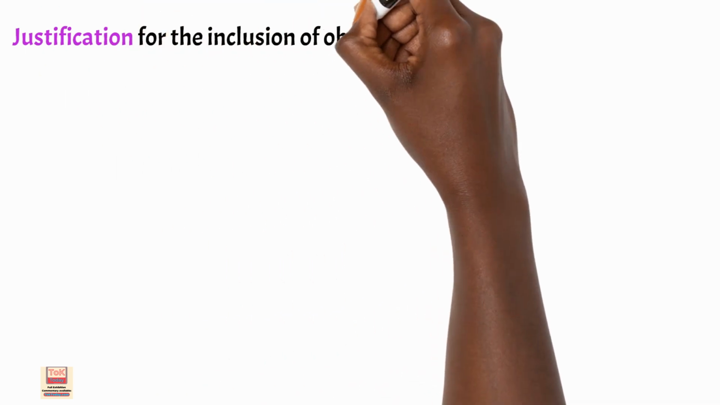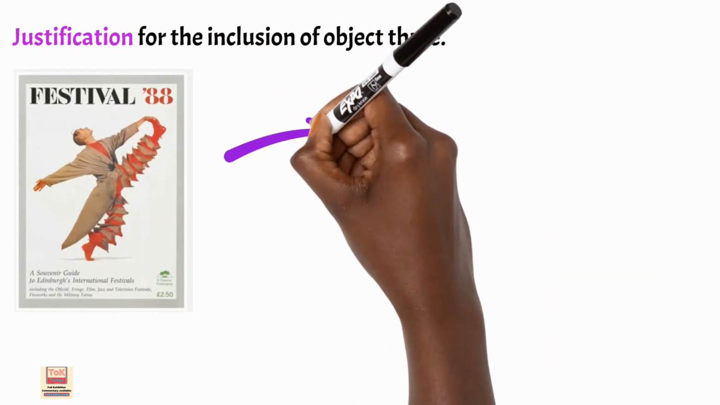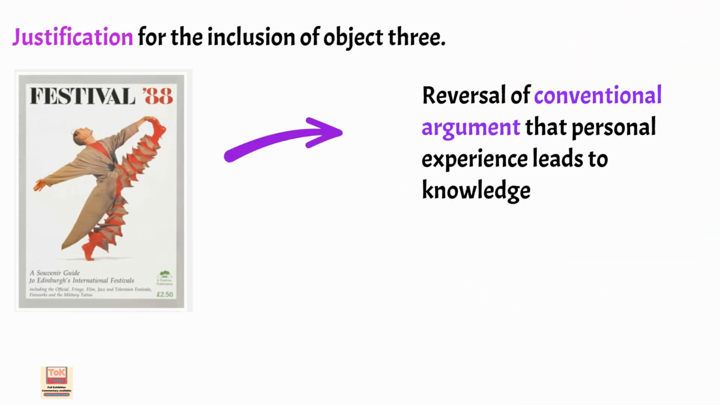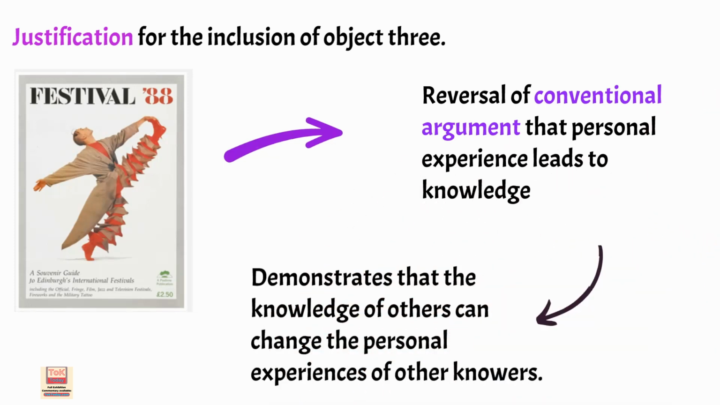To move on to the justification for the inclusion of Object 3, well, this is a reversal of the conventional argument. The conventional argument is that personal experience leads to knowledge, and what we're saying here is that the knowledge of others can change the personal experience of us. So knowledge can actually change personal experience, as simple as that.